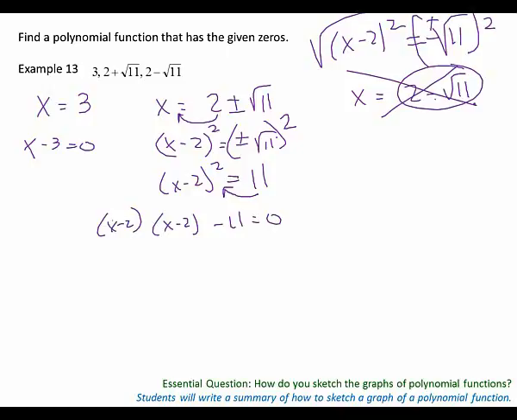Foil it, good. So what's x times x? Good, what's x times negative 2? And so what would I get in the middle? Because I'm going to have another negative 2x. Negative 4x, what's negative 2 times negative 2? 4. Alright, so we have x squared minus 4x minus what? What's 4 minus 11? 7.